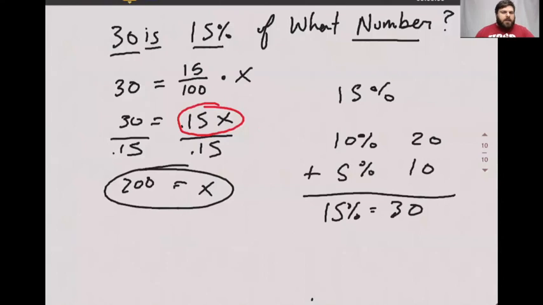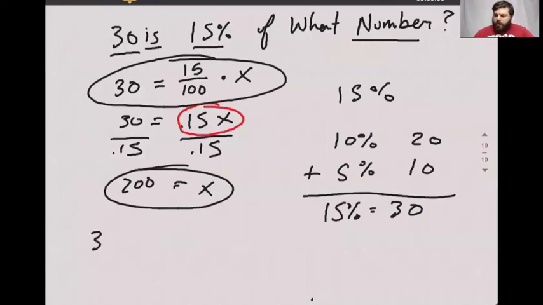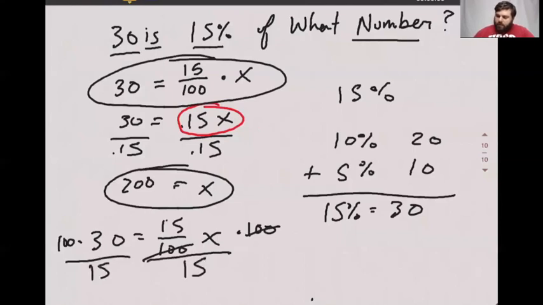All right, let's see. If you did not see this part here as changing that to 0.15, you could alternately do these two steps to get rid of the 15 and the 100. You could get rid of the 100 by multiplying by 100. Since we're dividing by 100, you could multiply by 100. That gives you 15x. Then you divide out the 15. Okay, since it's multiplication right there. So you could do 100 times 30 divided by 15. You're still going to get the same answer. Okay, same thing.